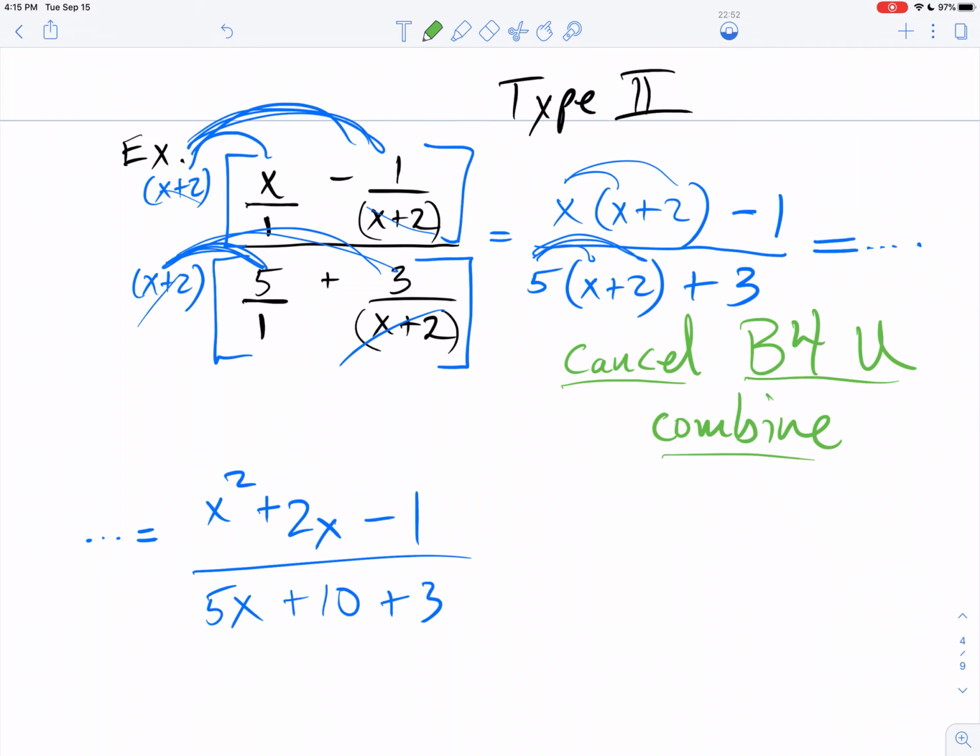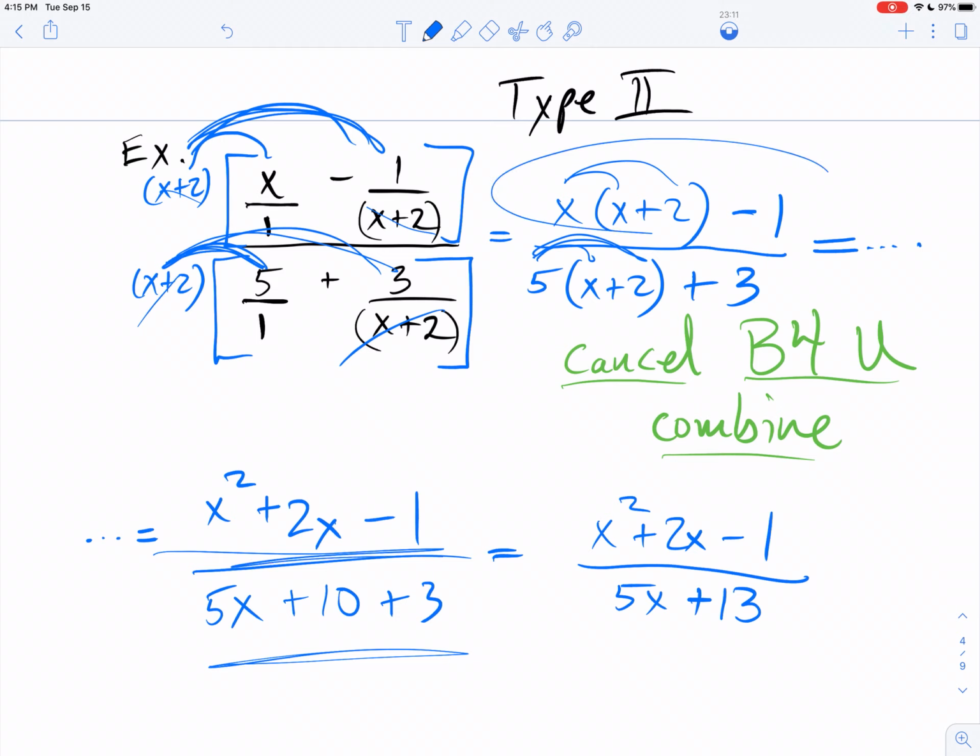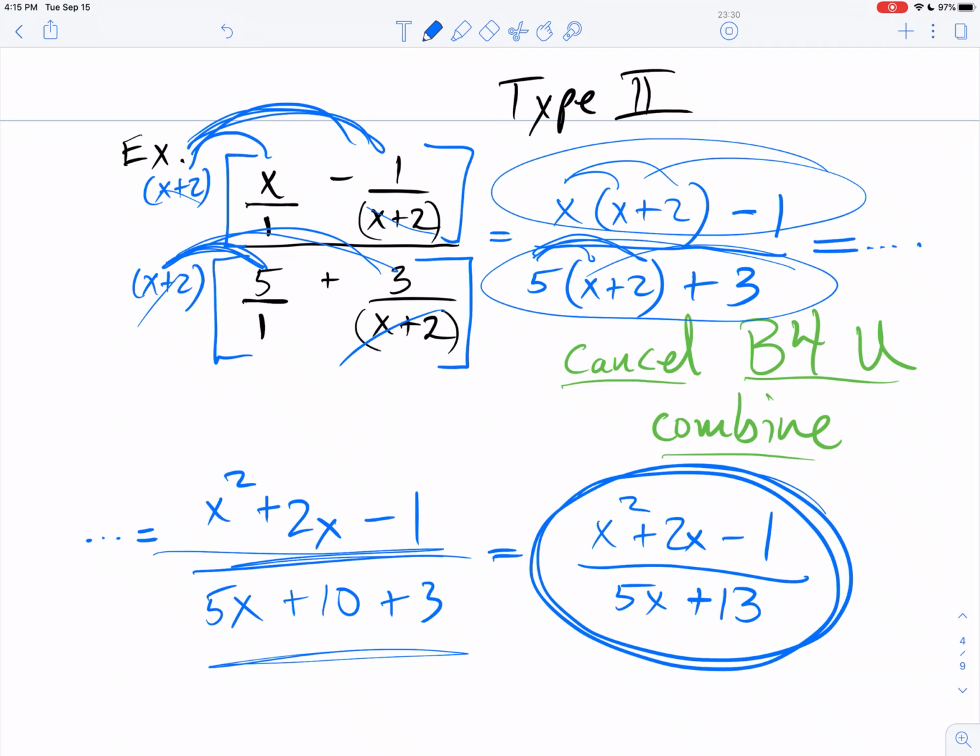Because guess what? This answer turns out to be, in the top, I got x squared plus 2x minus 1. In the bottom, I got 5x plus 13. That's what I got. I combined everything. I did all the totaling up and smushing together that I could. If you don't combine first and you just start knocking stuff out, you're making up your own rules, and those rules are going to lead you to the wrong answer. So, that's the final answer for this problem right there. That's it.